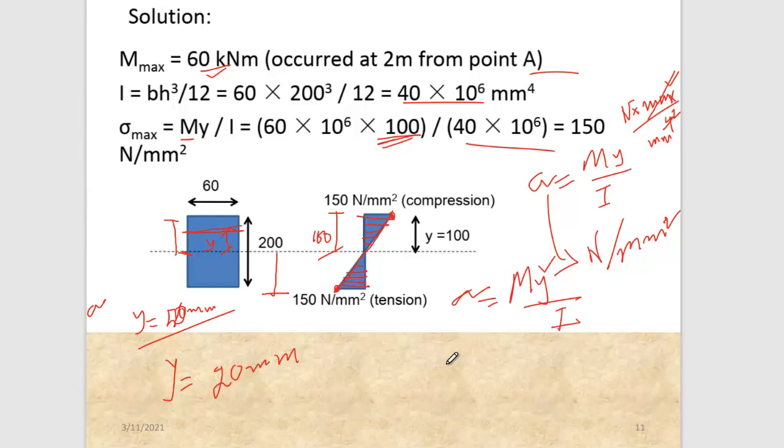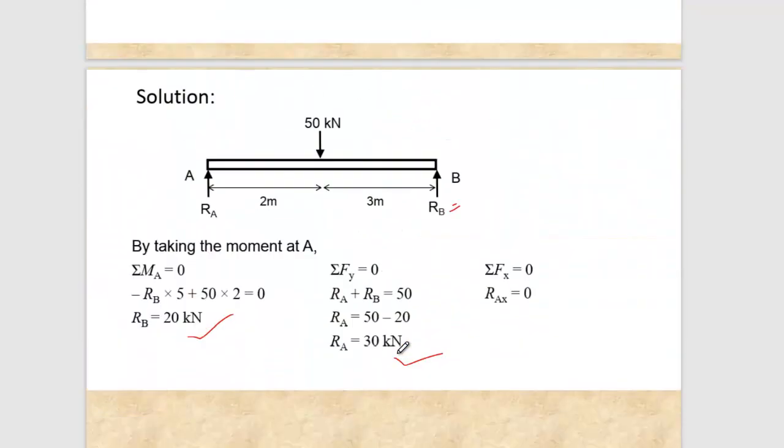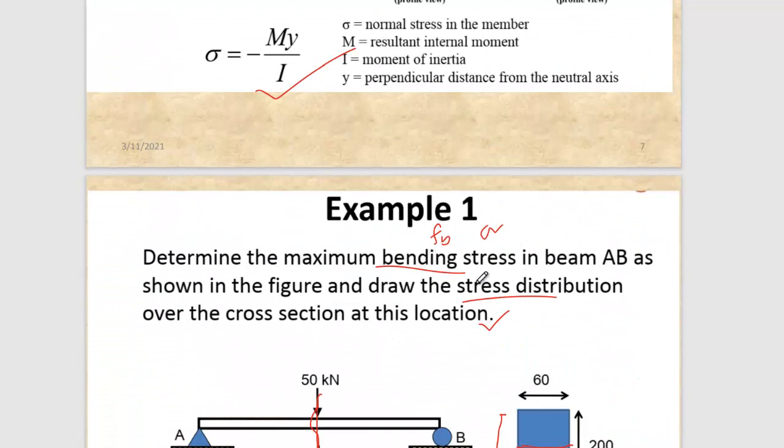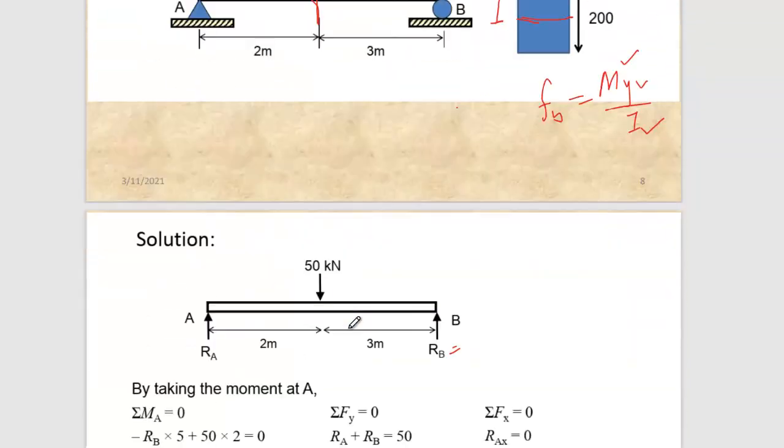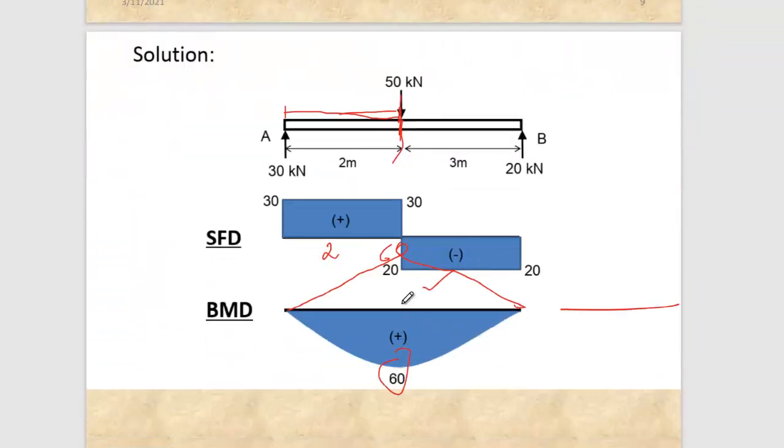Or I can say it in a different way also, I just need to change the value of y. Okay, so this is one kind of change. Do you understand? So if I wish, I can also change in another way. Here they did not mention any location where you need to find the bending moment, or where to find the maximum stress, because we know this is the location where we have the maximum moment. So on that particular location, we'll try to calculate the maximum bending stress.